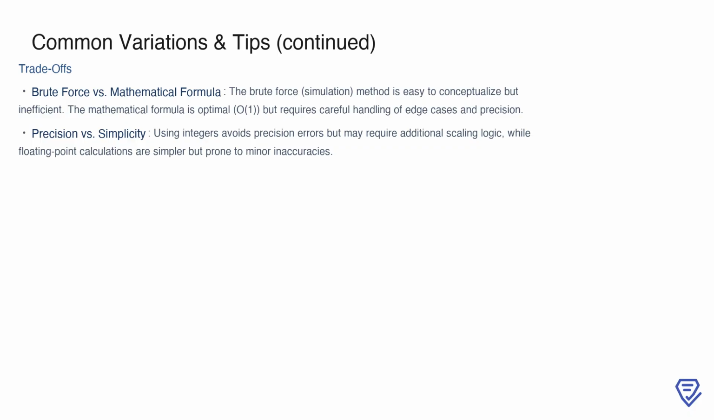Another trade-off involves precision versus simplicity. Using integer calculations can eliminate precision errors commonly associated with floating-point arithmetic, but it may require additional scaling logic to handle the math correctly. Floating-point calculations are simpler to implement but can introduce minor inaccuracies, especially when working with very small or very large numbers. Understanding these trade-offs will help you choose the best approach based on the problem constraints and requirements.